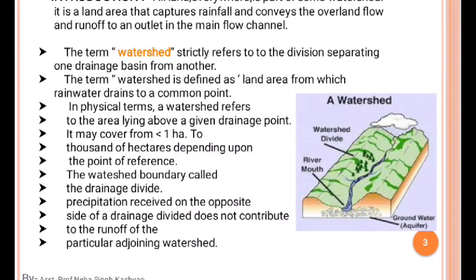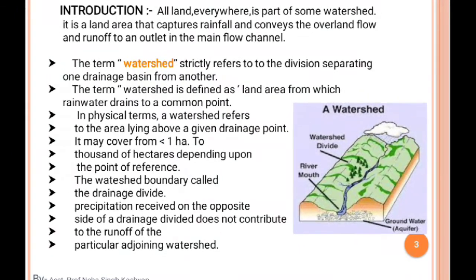Okay, so the watershed term is combined with those particular terms. What terms? The drainage system, the drainage basin, and the water divide. We need to understand what those particular terms are. When we understand these four terms, we can very easily understand watershed management.